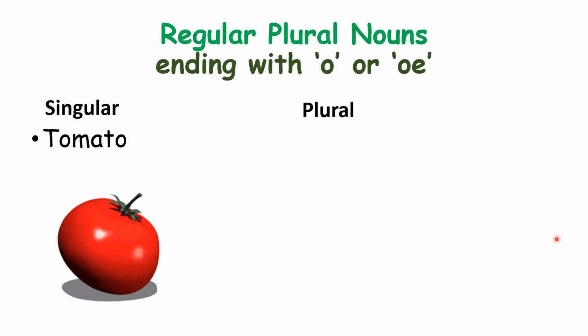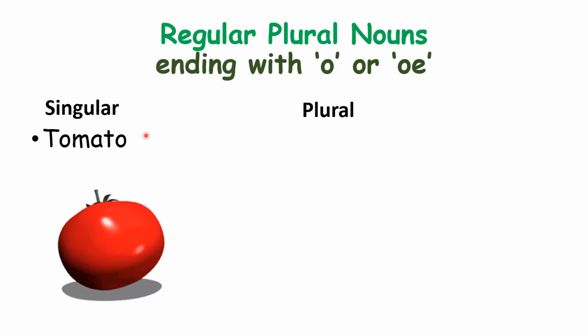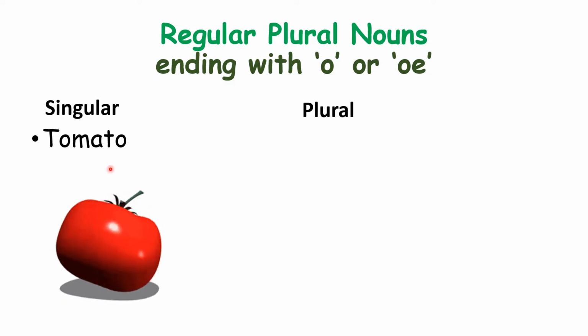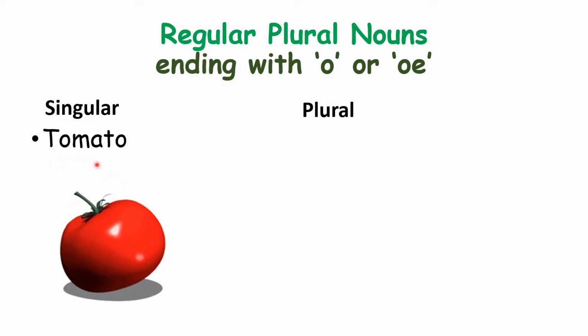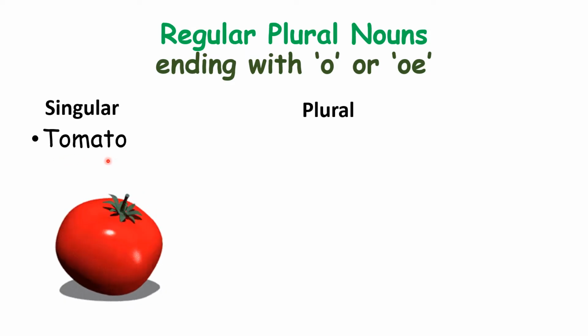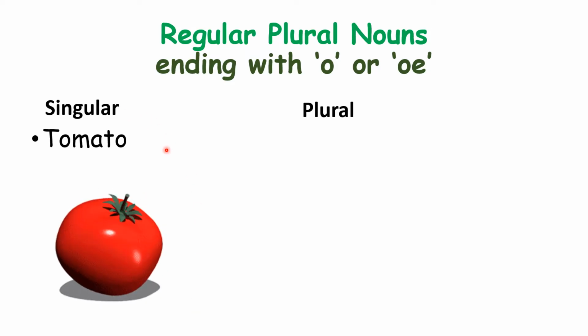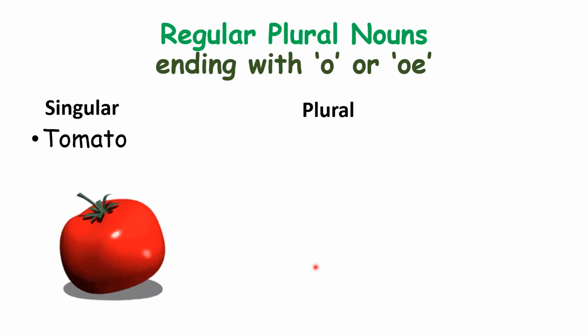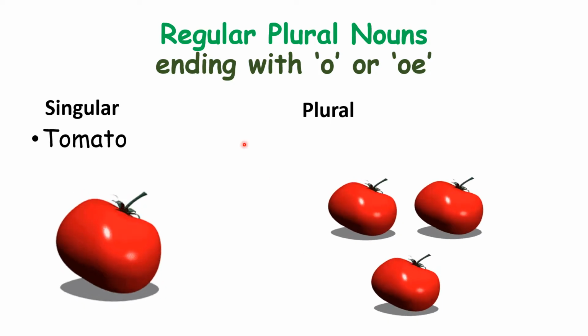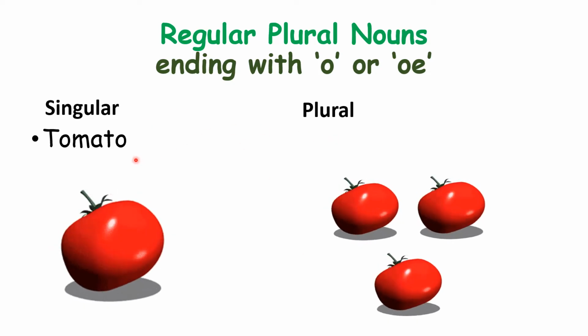Now let's have a look at another example. The picture that you see here is a tomato. Repeat after me. Tomato. How many tomatoes do you see here? Only one. So if it is only one tomato, it is singular and you call it tomato. But what if there is more than one? What is the plural word for tomato?